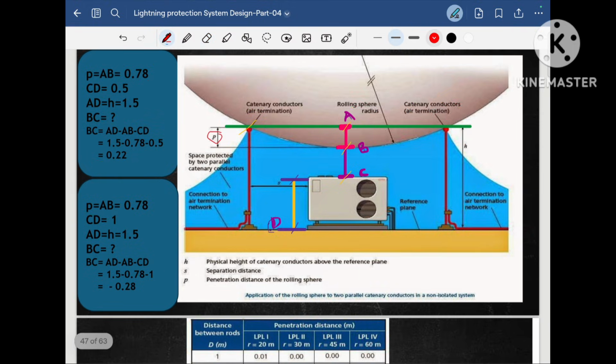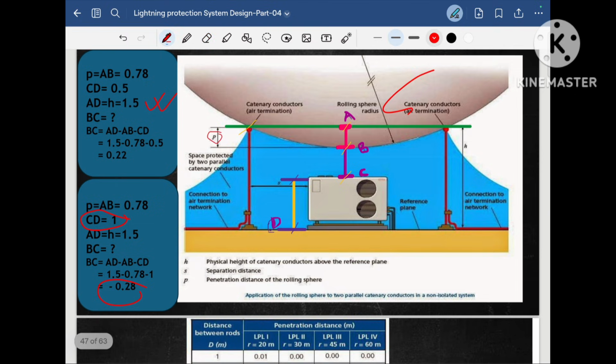When the height of the equipment is just 0.5, our equipment is not touching the penetration of the rolling sphere. In that case, our equipment is safe. In the other example, when I increase the height of the equipment from 0.5 to 1 meter, we find that our equipment is clashing with the imaginary rolling sphere. It means it is at risk from the lightning strike. So in the first case, we need not change anything, our equipment is safe from the lightning strike.